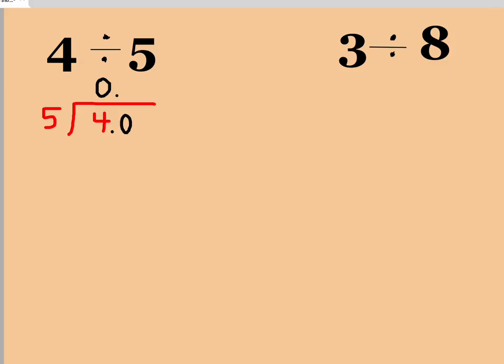Now I can divide 5 into 40 is how I think about this number. 5 goes into 40 8 times. 8 times 5 is 40. So I use my same method for long division. I subtract, and I get 0. So no remainder, nothing left over. My final answer is 0 and 8 tenths.